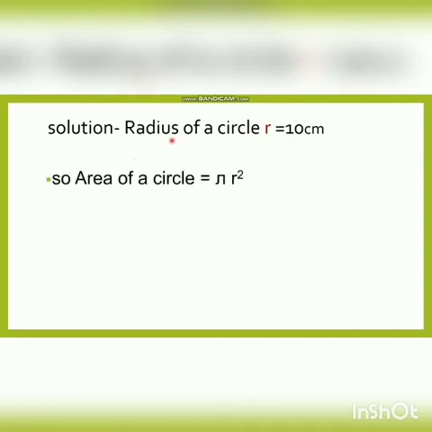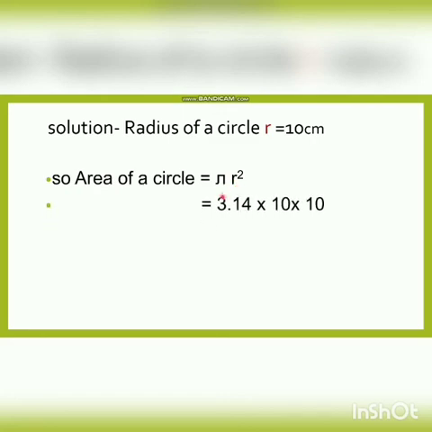To find the area of a major sector, you first have to find the area of the circle, because to find the area of a major sector, you have to subtract the area of the minor sector from the area of the given circle. So first we find the area of the circle. In the question, r is given, which is 10 centimeter. So write the formula: area of a circle is equal to pi r square.